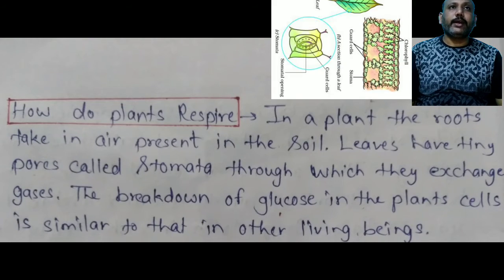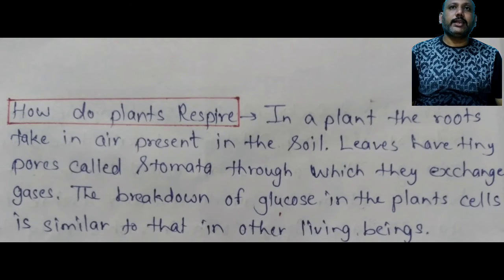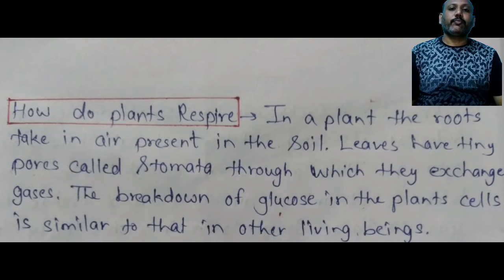How do plants respire? In plants, the roots take in air present in the soil. Leaves have tiny pores called stomata, through which they exchange gases. The breakdown of glucose in plant cells is similar to that in other living beings.